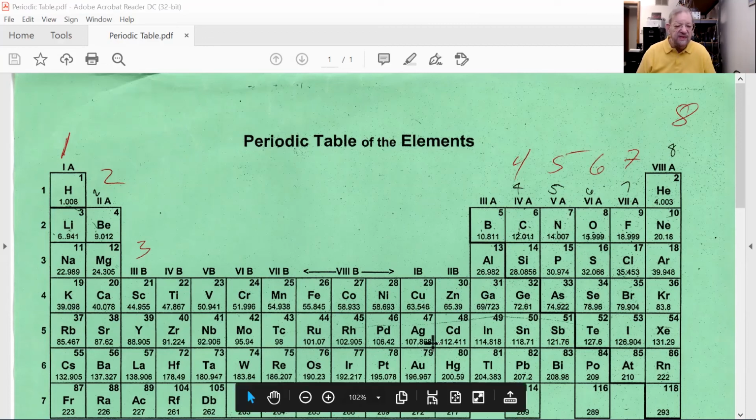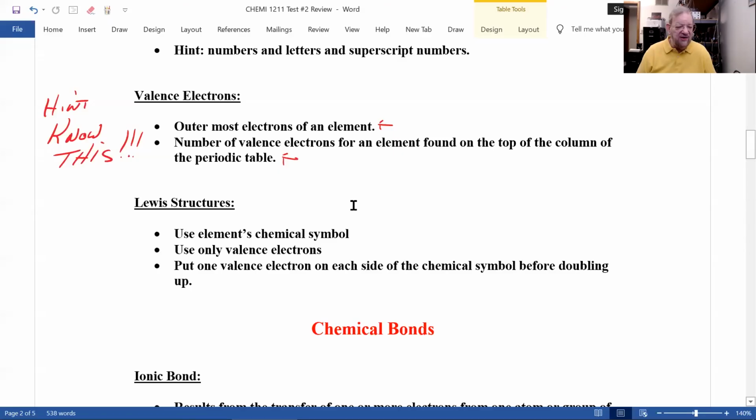Now, when we talk about valence electrons, we show that by doing Lewis structures. And you should know how to do a Lewis structure. We did this. How do you do a Lewis structure? For elements, this is important. For elements, use the element's chemical symbol. Use only valence electrons, common mistake. Students use all electrons. Nope, you're using only valence electrons. And you put 1 dot, 1 valence electron, on each side of the chemical symbol as a dot before doubling up.